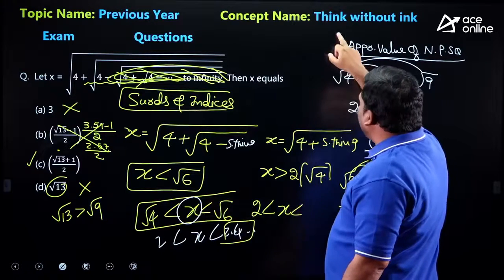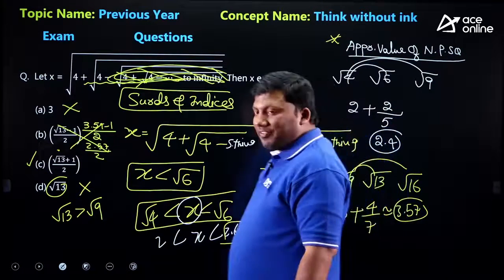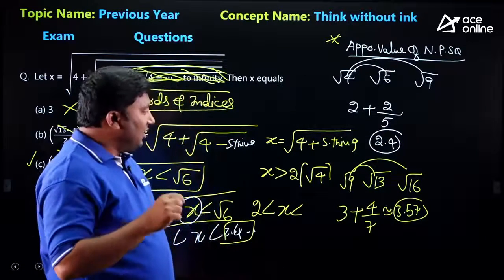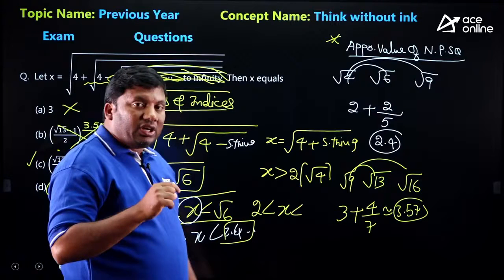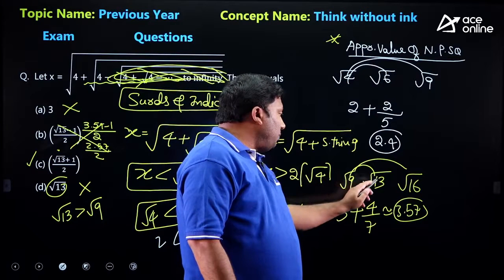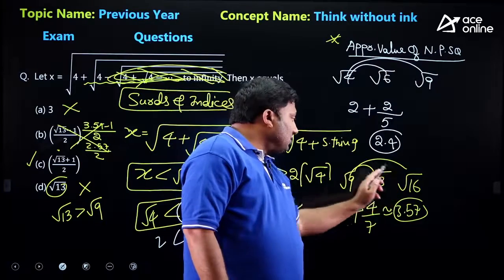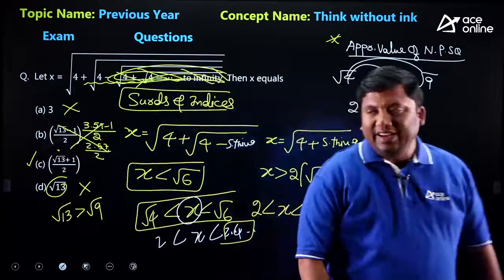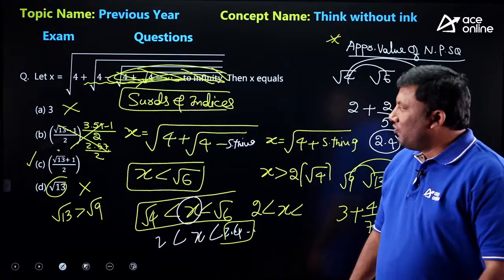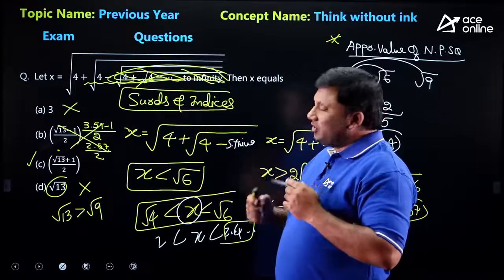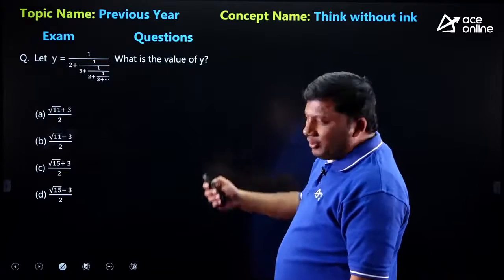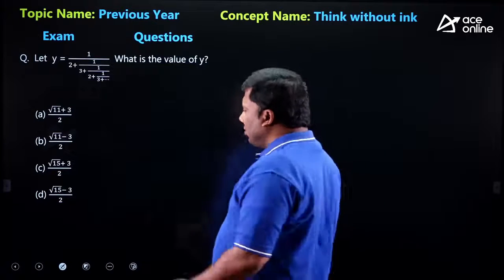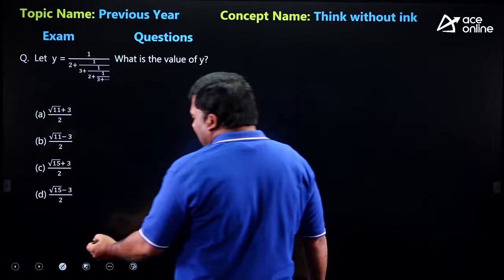How to find out the approximate value of a non-perfect square? Root 13 lies between root 9 and root 16. Root 9 is 3 plus, the difference of 13 and 9 is 4, and the difference of 16 and 9 is 7. I hope the idea is very much clear to you. Very, very important series kind of questions. Now once you understand this idea, then solving this question is also very, very easy.